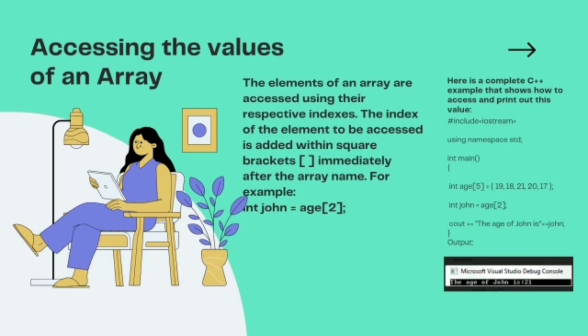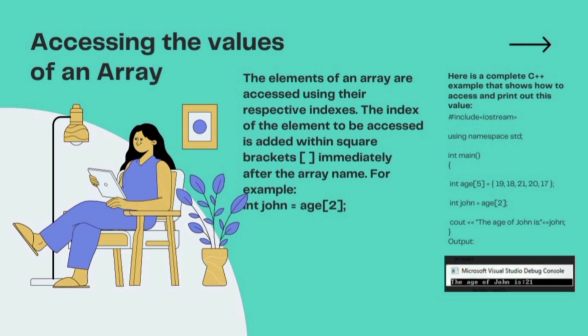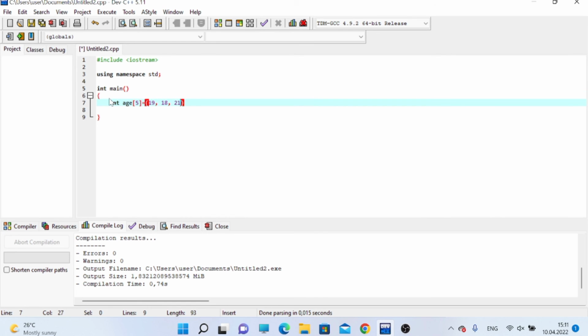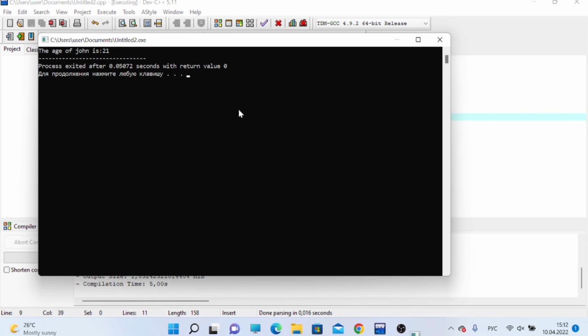Accessing the values of an array. The elements of an array are accessed using their respective indexes. The index of the element to be accessed is added within square brackets immediately after the array name. For example, int john = h[2]. Here is a C++ example that shows how to access and print out this value. int main, int h[5] = {19, 18, 21, 20, 17}; int john = h[2]; cout the age of John is john. Output: the age of John is 21.